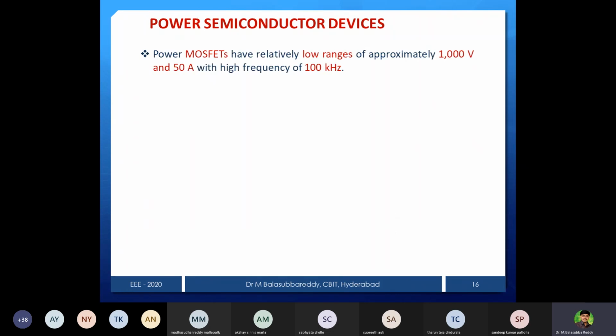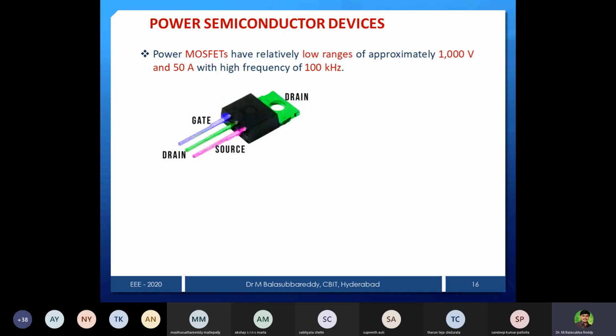And then the MOSFET has a low range of approximately 1000 volts and 50 amperes. This is still a lower current rating, but the frequency is very high. Whenever you require a very high frequency application, you will use a MOSFET rather than a BJT. And this is the symbol for the MOSFET, with the source, drain and gate. Based on this symbol, we can start representing the names of the terminals of that particular MOSFET.